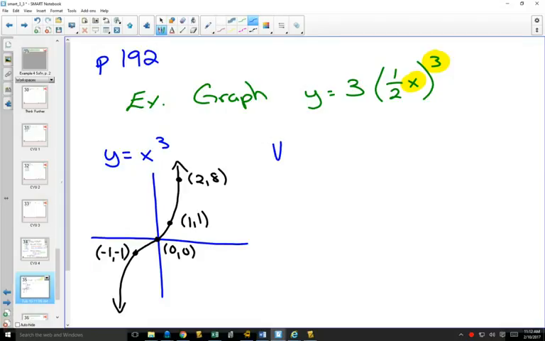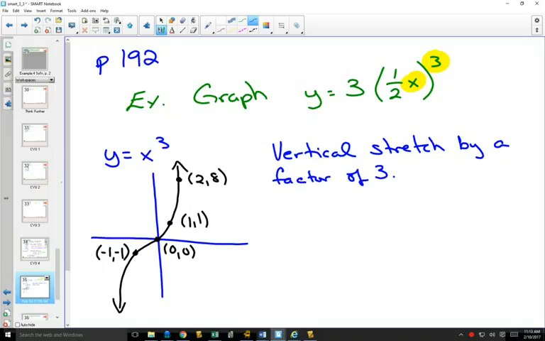If we write it out in words, it's a vertical stretch by a factor of 3. What we're going to show as our work, in shorthand, we can just say our y value is going to get multiplied by 3. So that's what the 3 does.